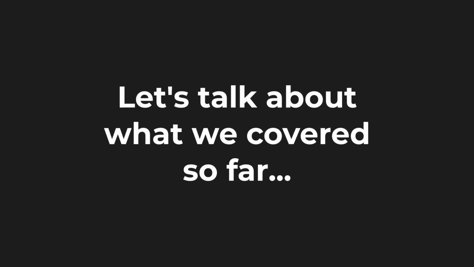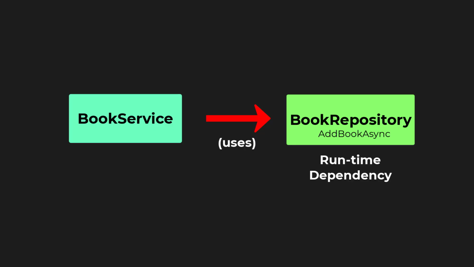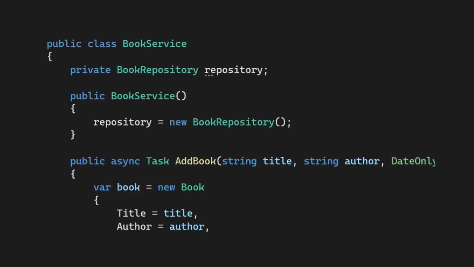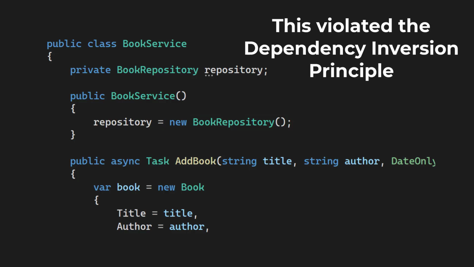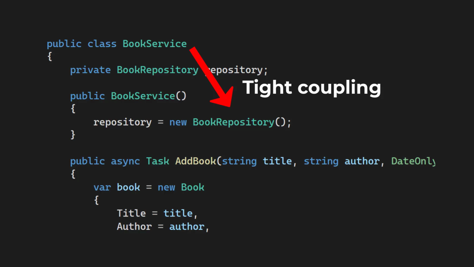Let's talk about what we covered so far. First, the book service object had a runtime dependency on a book repository object. This is because book service needed to invoke its addBook async method. And we turned this into a compile time dependency by letting the book service class create an object of the book repository class. This violated the dependency inversion principle and led to tight coupling.